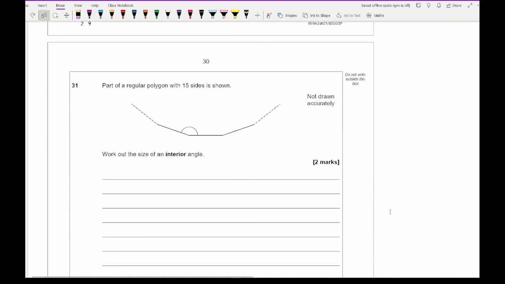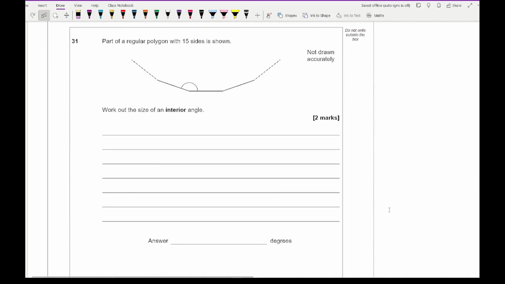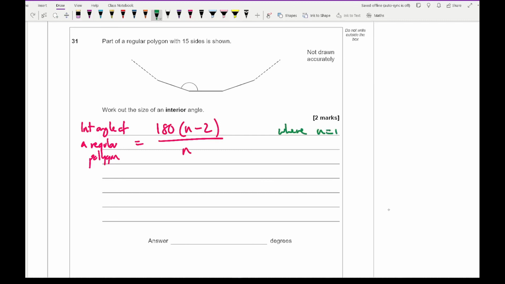Then moving on to question 31, which is our last question. It says part of a regular polygon with 15 sides is shown. Work out the size of an interior angle. So the formula for the interior angle of a regular polygon is 180 times (n minus 2) all divided by n, where n equals the number of sides. So all I need to do is then substitute n equals 15 into this formula.